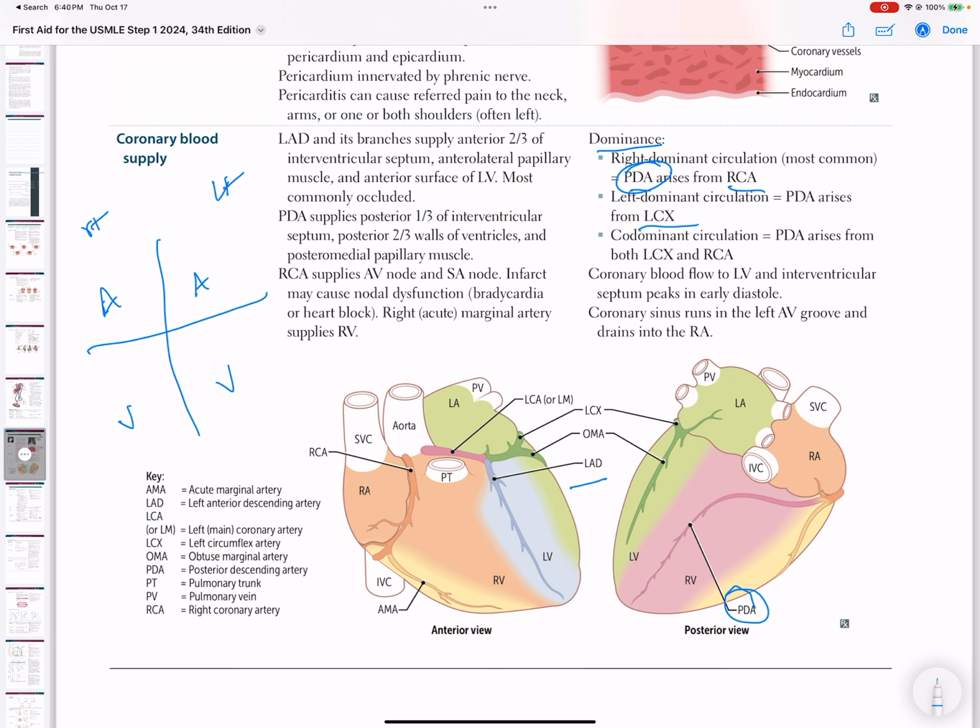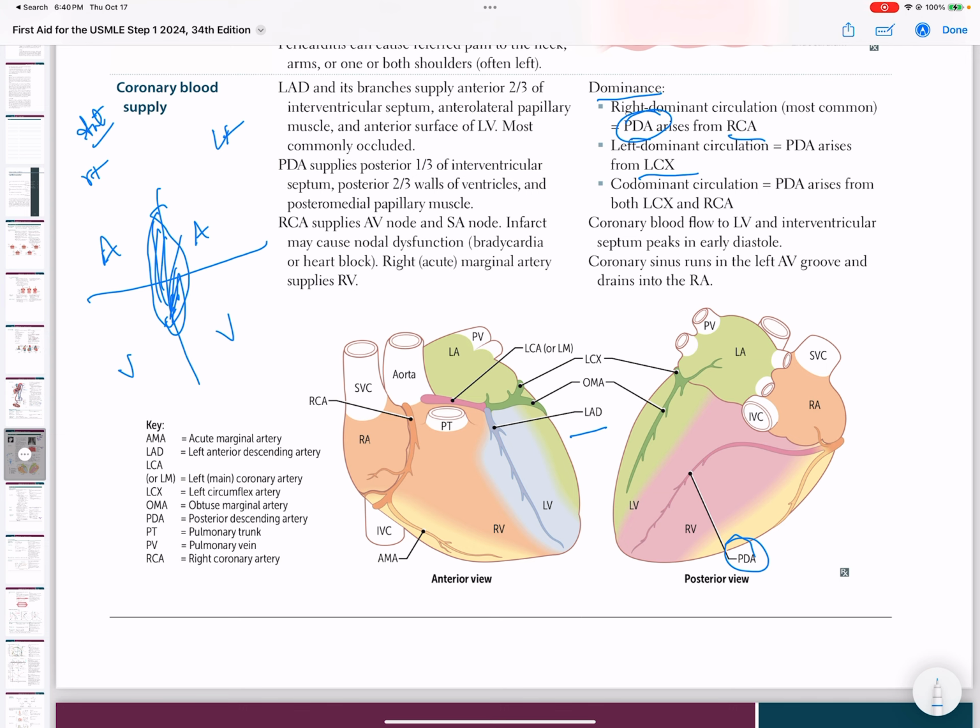Okay, anteriorly there is interventricular septum. So anterior 2/3 of the interventricular septum, 2/3. So not the 1/3, only the 2/3. And then anterolateral papillary muscle, which is over here. So anterolateral papillary muscle and the anterior surface of the left ventricle. This is left anterior descending artery. So 2/3 of the interventricular septum, anterolateral papillary muscle, and the anterior surface of the left ventricle.